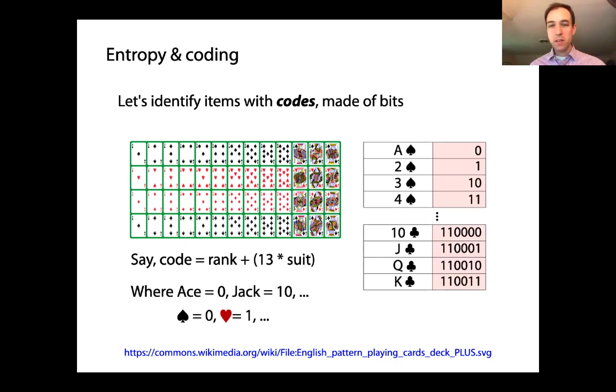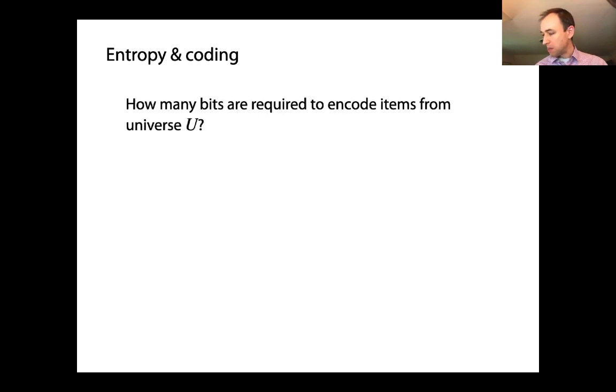So how many bits did I need to refer to cards in the deck? Well, the way I've drawn it here, it's suggestive that I didn't necessarily need to use the maximum number of bits for every card. But the maximum number of bits that I did need, once I counted all the way up to the king of clubs, was 6. Okay? So how many bits in general are required to encode items from a universe U? Well, it's going to be the log base 2 of the size of that universe, rounded up.